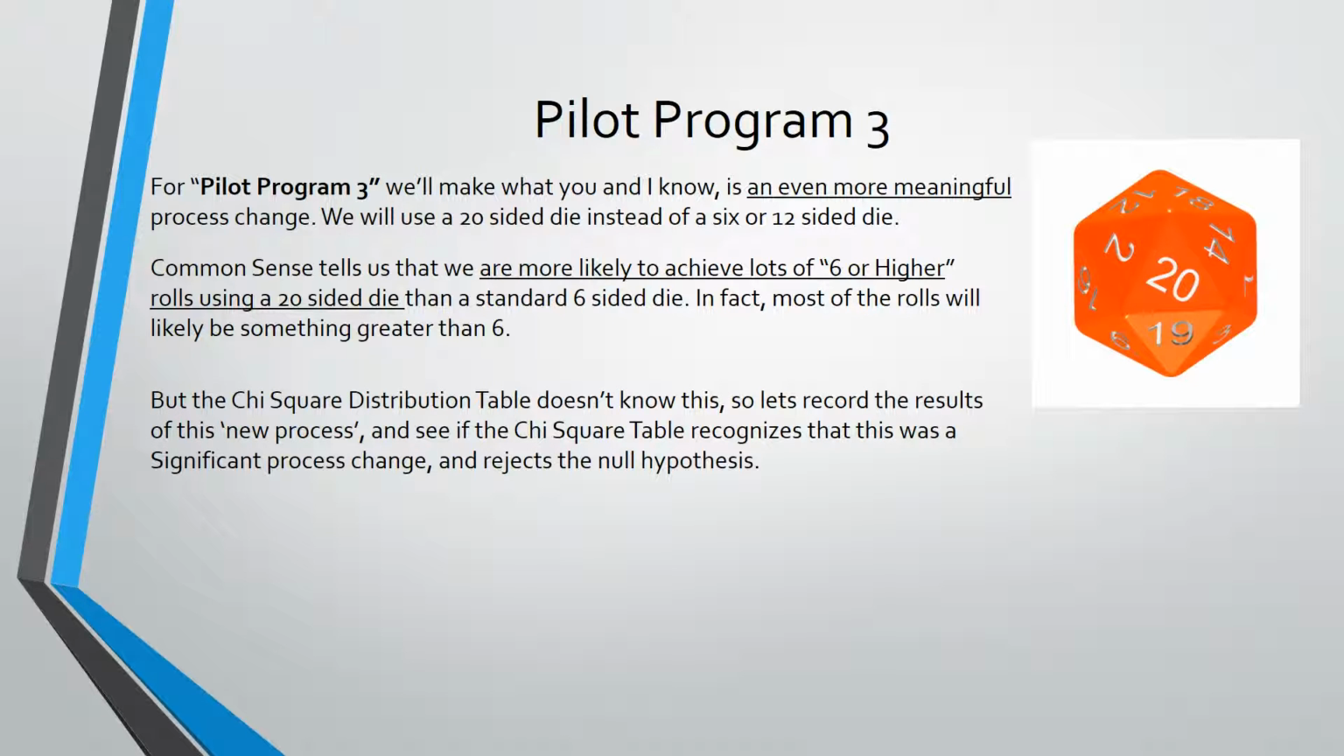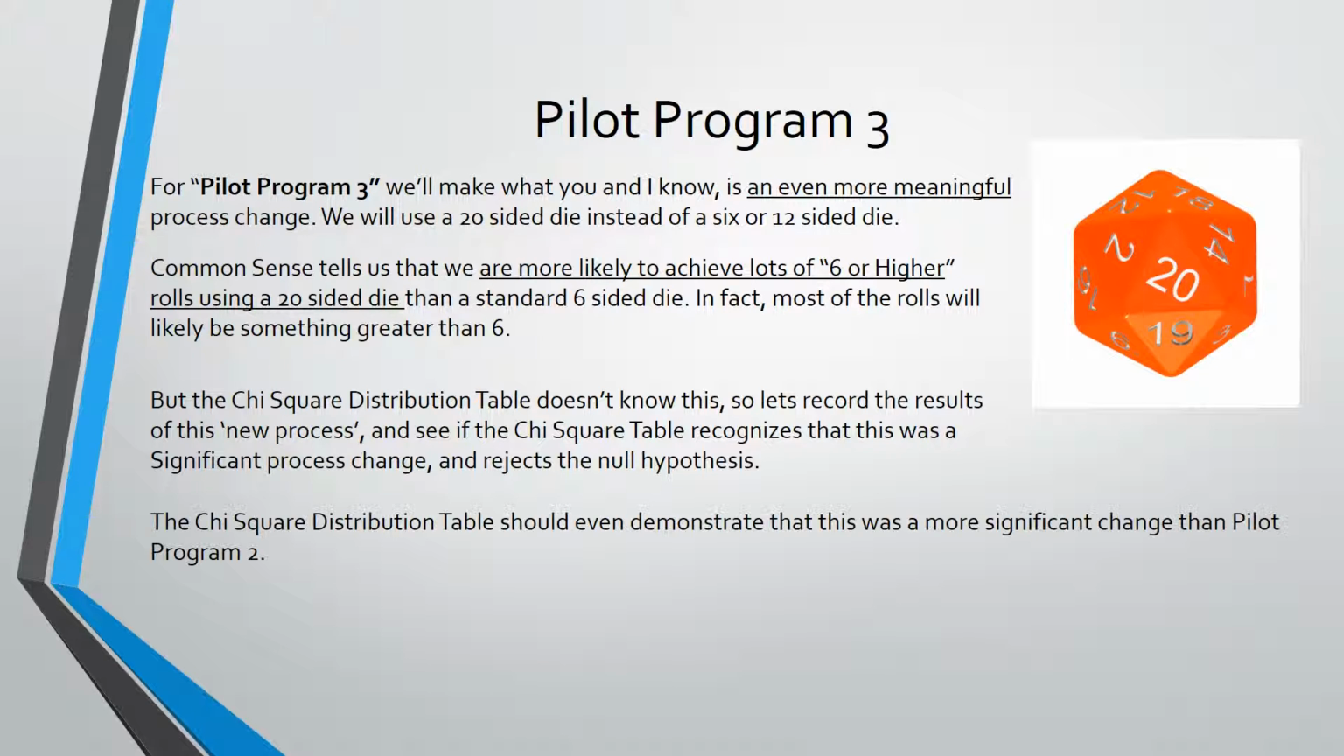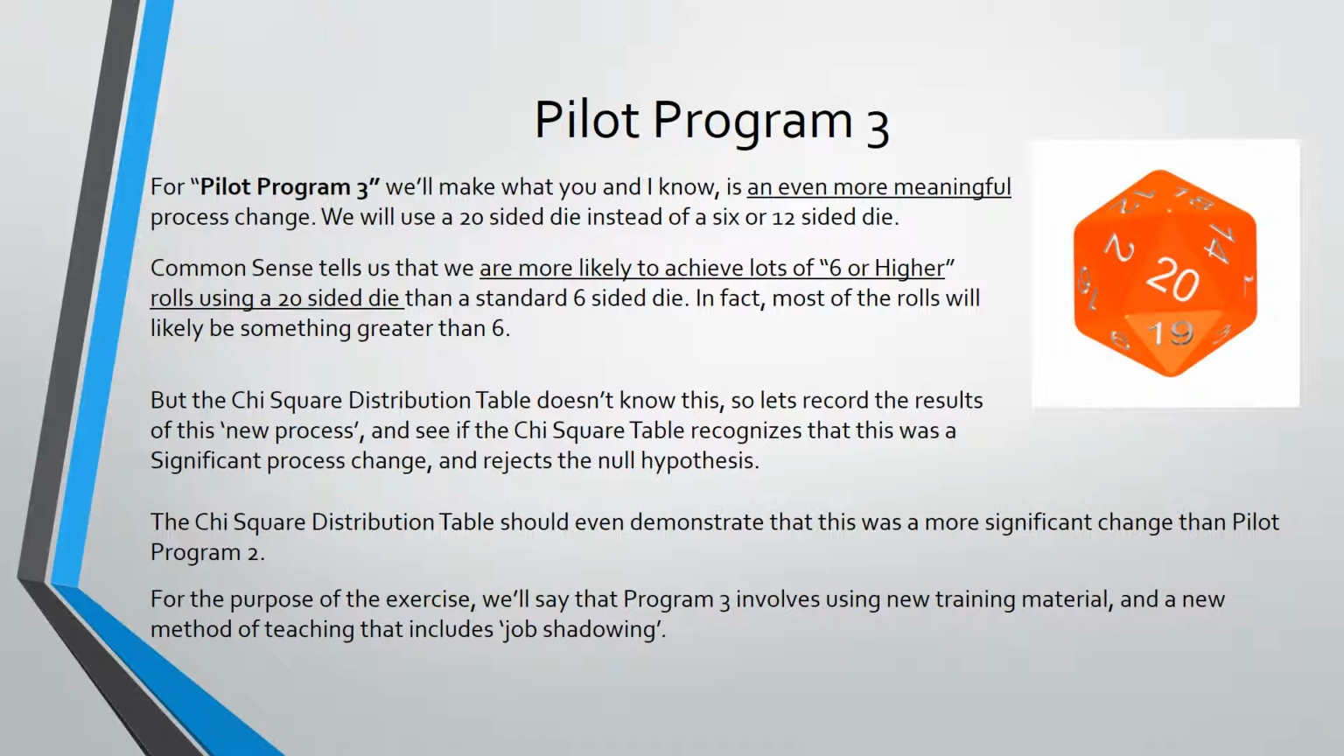So again, the chi-square distribution table doesn't know this. It just knows we're making a change and we're getting different results. So we're going to record these results of this new process and see if the chi-square table recognizes that yes, whatever you changed is significant. The table should even demonstrate that this is an even more significant change than on pilot program 2 when we had the 12-sided die. So for the purposes of this exercise, we're going to say that program 3 involved using that new training material, and there's a new method because they're going to do some job shadowing before they take the test.